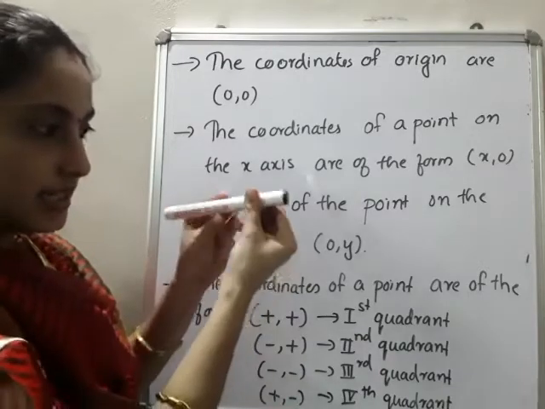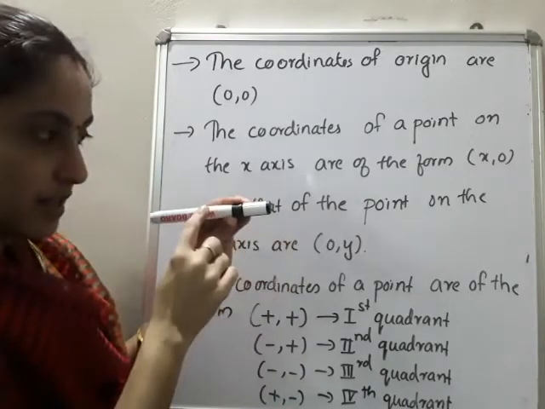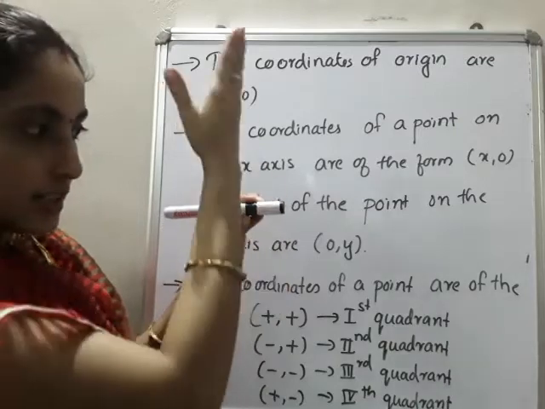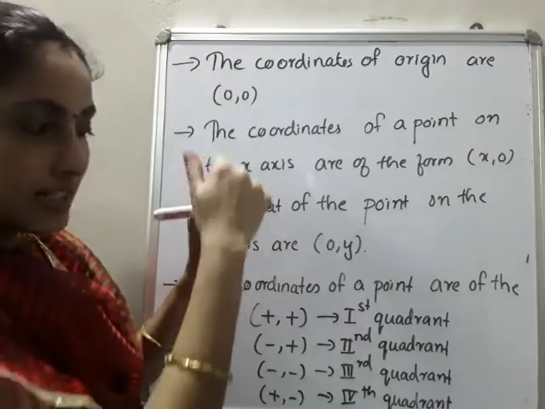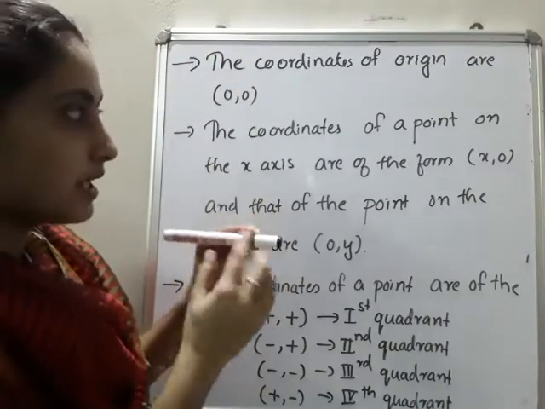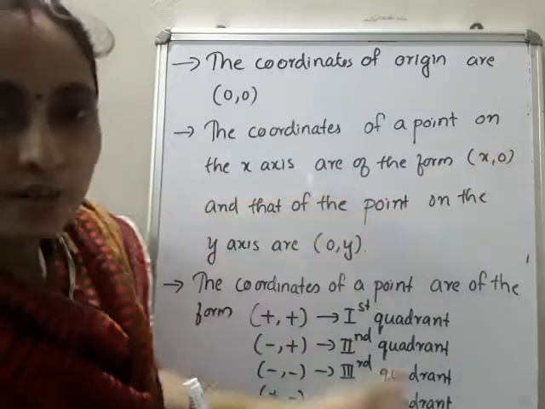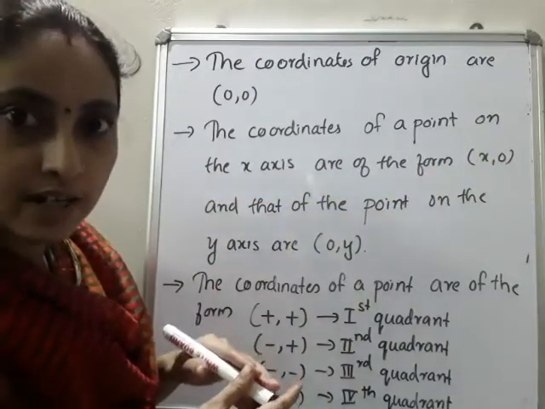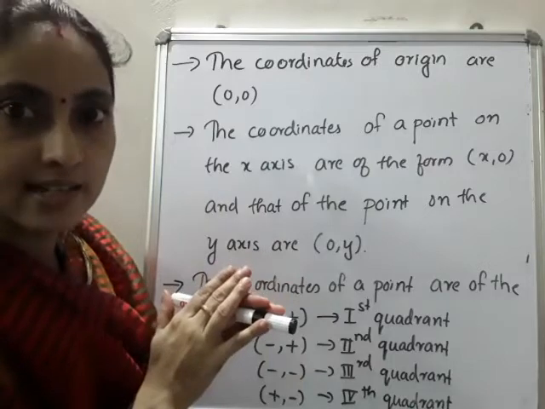Because this is the x-axis. When we are taking any point, this will be our y-axis, is it? And the distance from the x-axis is always 0. Why? Because already it lies on the x-axis.